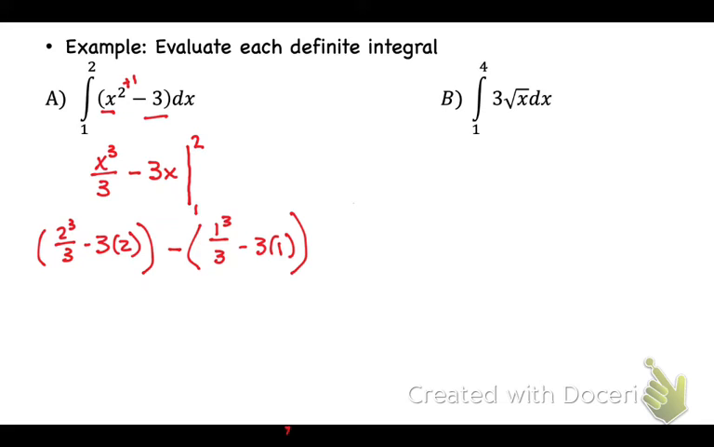So 2 cubed is 8, so we have 8/3. And this is going to be 6, but we need it over 3, so it's going to be what?